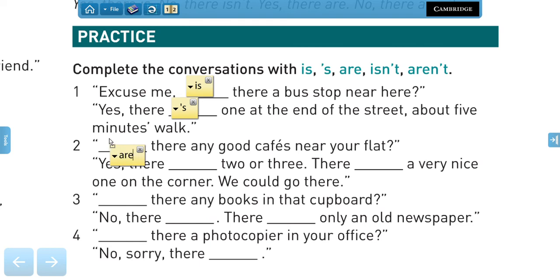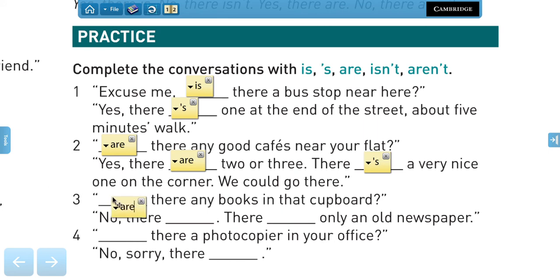Are there any good cafes near your flat? Yes, there are 2 or 3. There's a very nice one on the corner. We could go there. There's a very nice one.